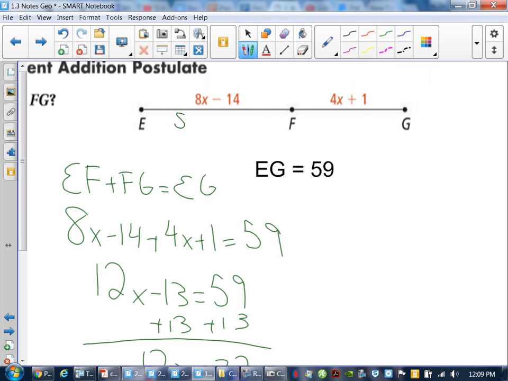So you take the 8 times 6 minus 14, 4 times 6 plus 1, you get 25 and 34. And those would be your answers. And hopefully they equal 59. If they don't equal 59, you know you done goofed. You know you done goofed and you gotta go back and fix it.